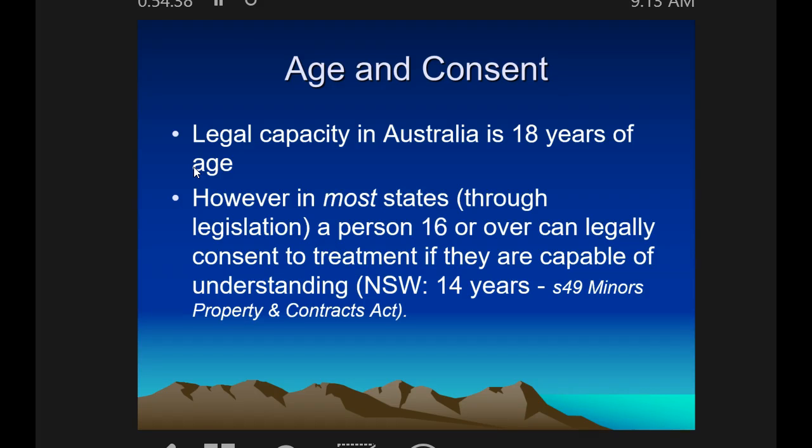You know, but there's guidelines for doctors on how to do that and sort of guide young people through. And I suppose whenever there's a big blanket approach, everyone 14 can consent, it's usually a case-by-case basis. But for your purposes, legal capacity in Australia is generally classed in law as the age of 18, but in most states and territories, a person 16 or over can legally consent to treatment, and in New South Wales, again dependent on the maturity and capacity of a young person, it can be 14 years. So have a read what Staunton has to say about that as well.